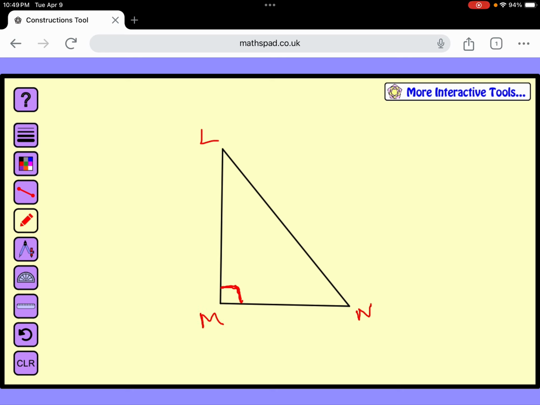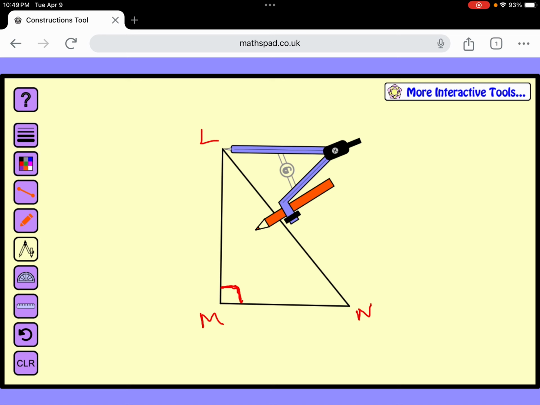And I'm going to do the perpendicular bisector of two of these sides. It doesn't matter which two sides. I'm just going to do the two legs, because they're easier for me to do. Actually, I'm going to do the left leg and the hypotenuse. Why not? Okay, so I'm going to do the left leg.